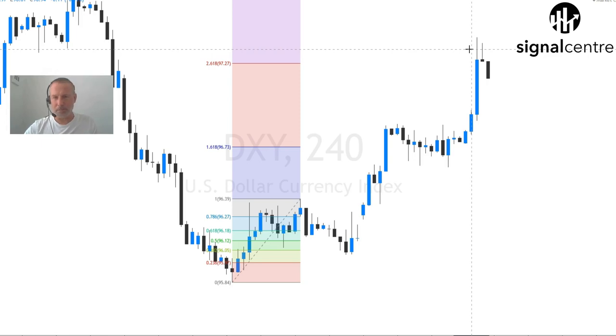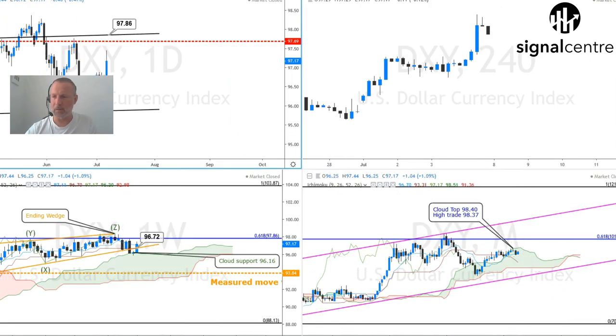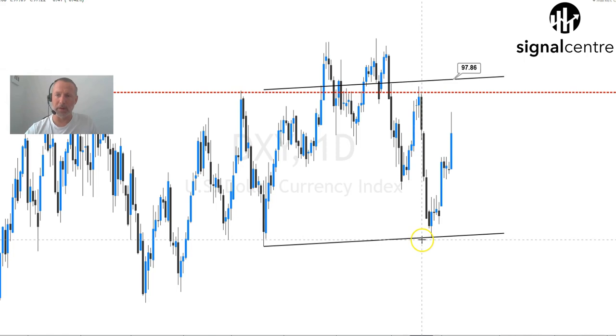So at the moment, we're not looking at selling into rallies in the dollar index. We are looking at buying into dips probably just for this formation to possibly complete. So this being the first wave to the upside, and then possibly a move lower and then a move up to get towards this resistance level.